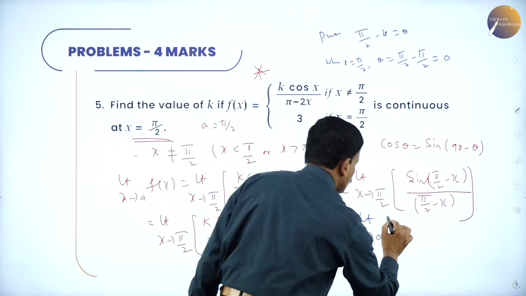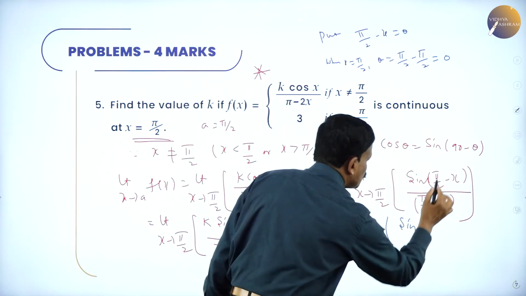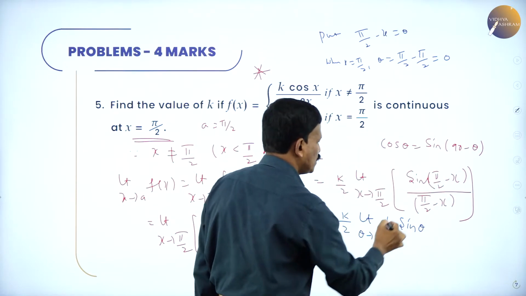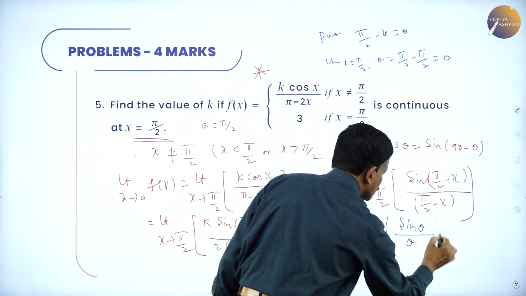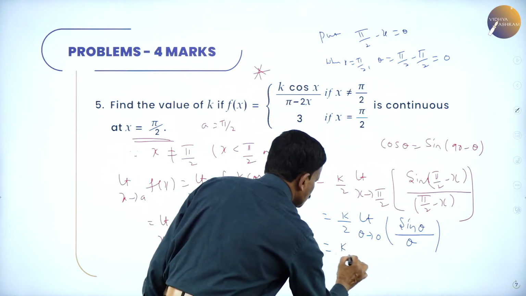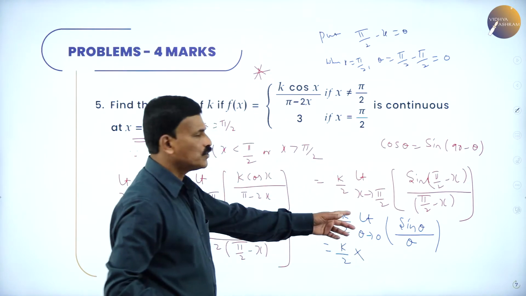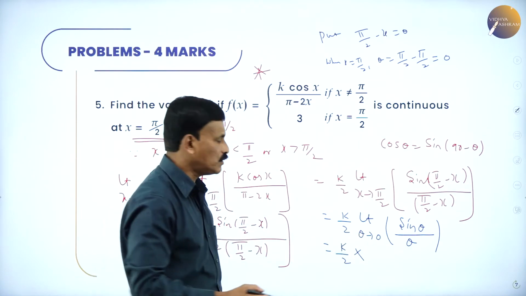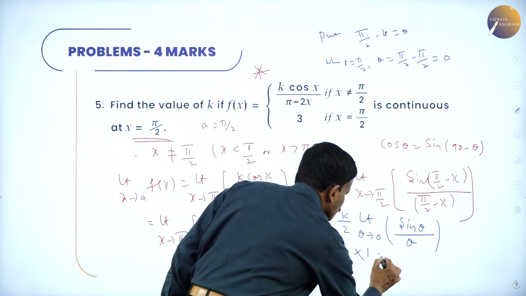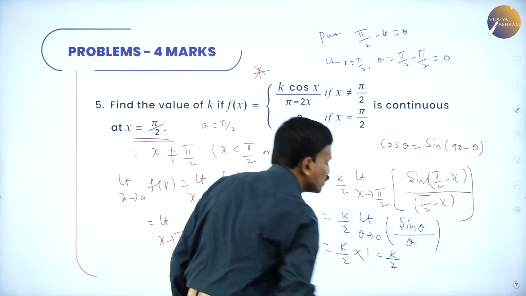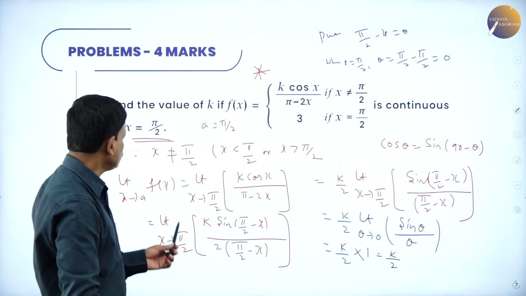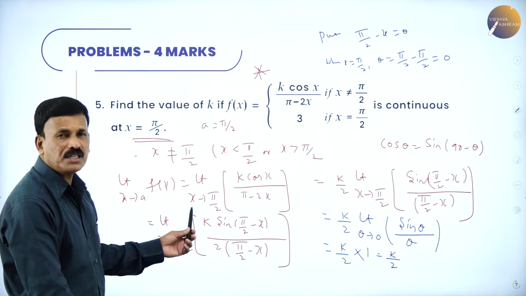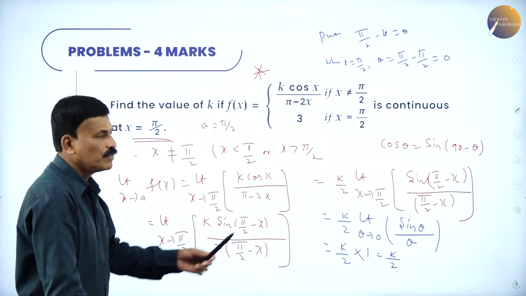Theta tends to 0 of sine, what is pi by 2 minus x? Theta, divided by pi by 2 minus x, which is theta. So this is equal to k by 2 into, you know, this is the standard formula, the limit theta tends to 0 of sine theta by theta is also equal to 1. So this is equal to 1 into k by 2, which is k by 2. So the value of the limit of this function is k by 2.